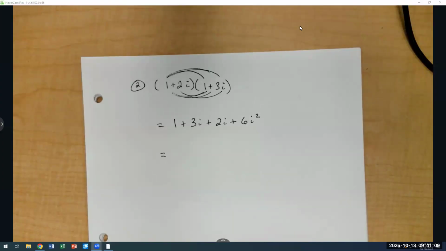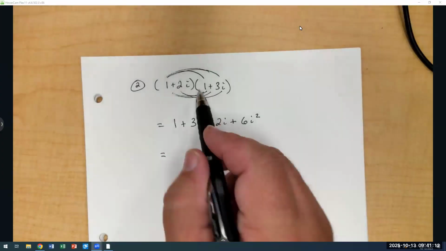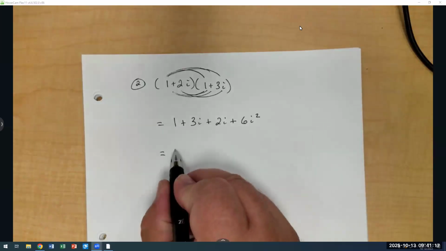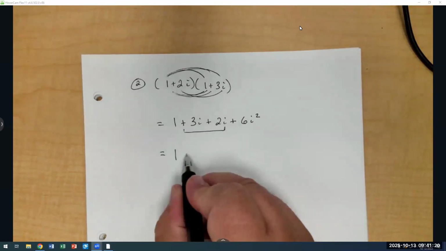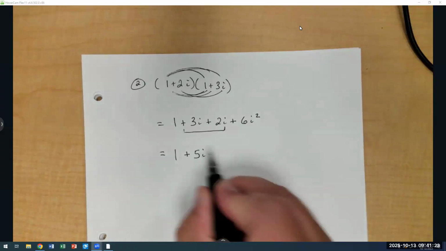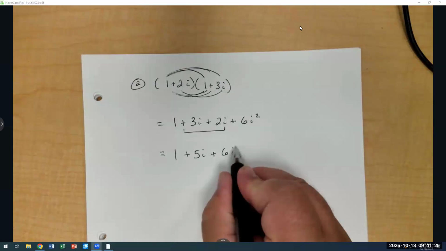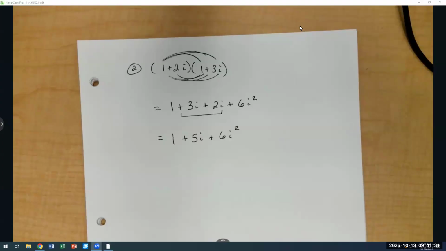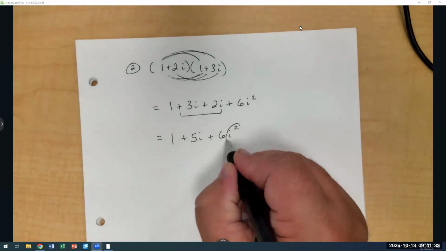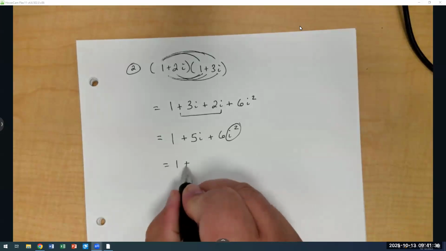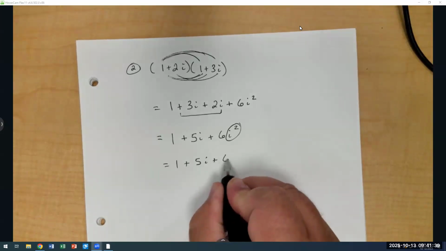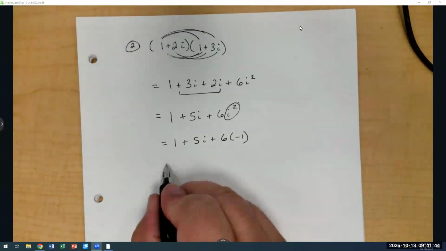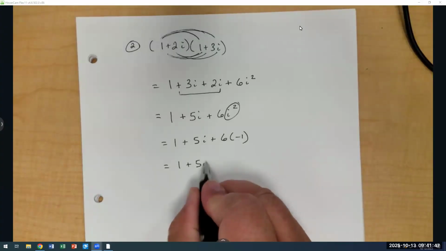Next step. Whenever you get rid of parentheses, your next step should always be to combine like terms. So what can we combine here? 3i, 2i. Which gives us positive 5i. Remember, we cannot have exponents on the i's. What does i squared equal? So it's 6 times -1.